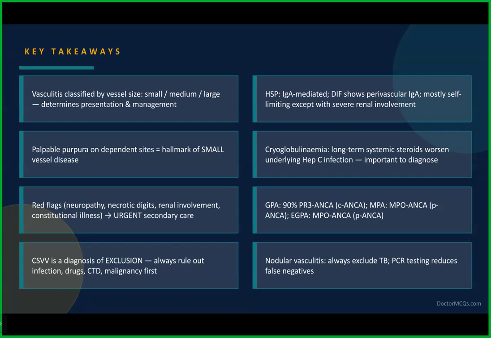Cryoglobulinemia is one of the important things to rule out if the patient has hepatitis C, because if hepatitis C is the underlying condition, then high dose steroids might worsen the hep C. So it's important to diagnose it also. Again, for giant cell and for microscopic polyangiitis, you are going to run some P and CN. Nodular vasculitis is one of the causes where you are going to exclude TB.